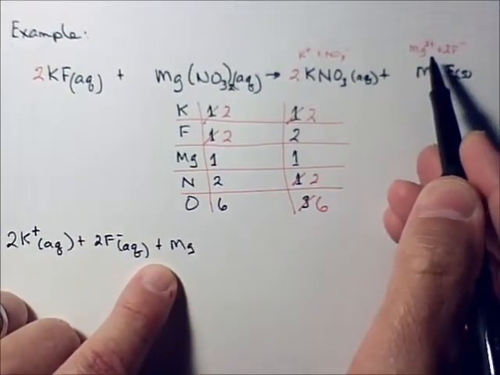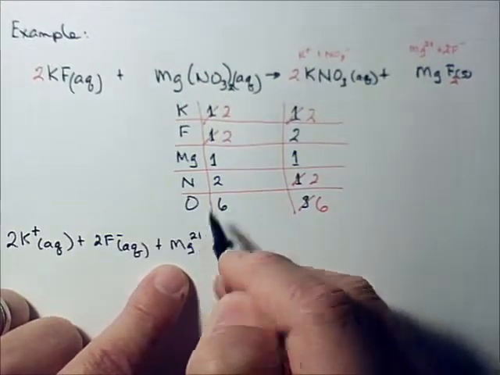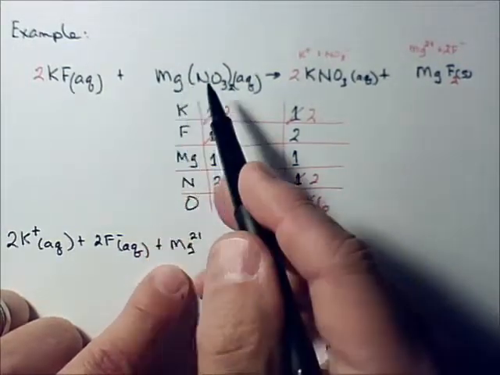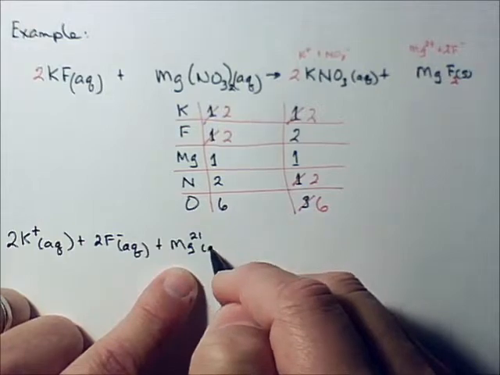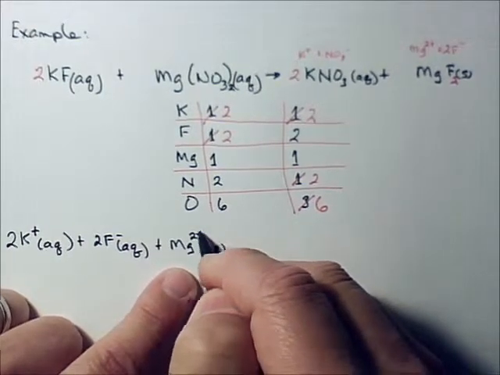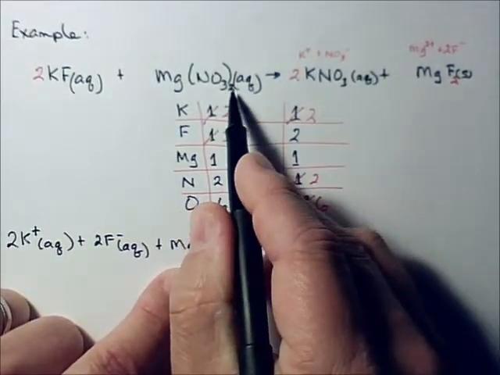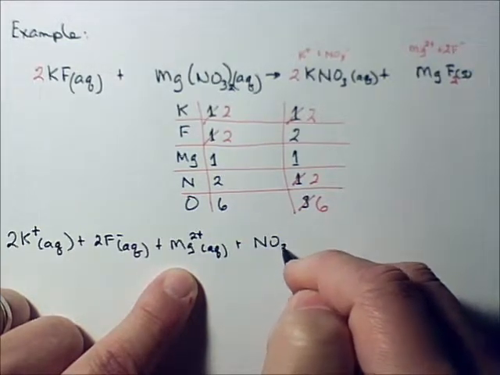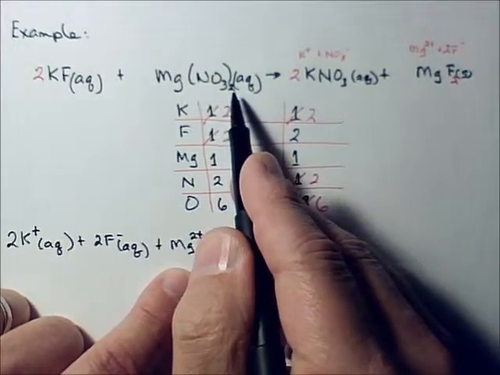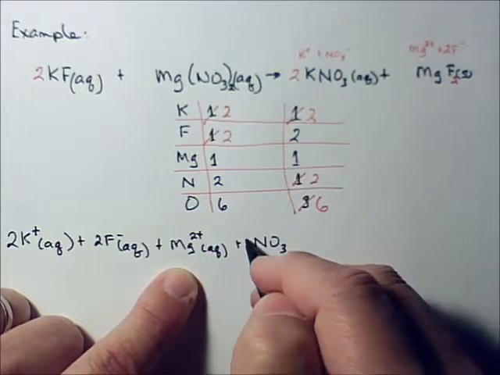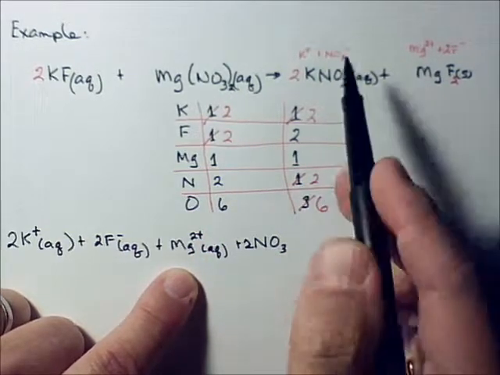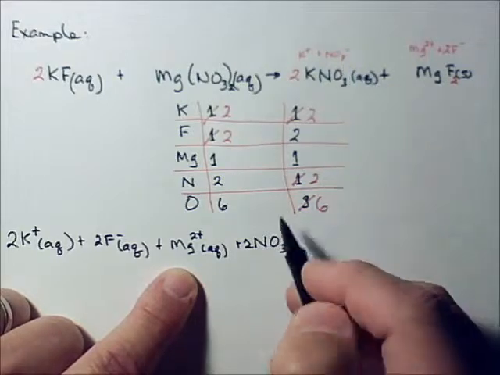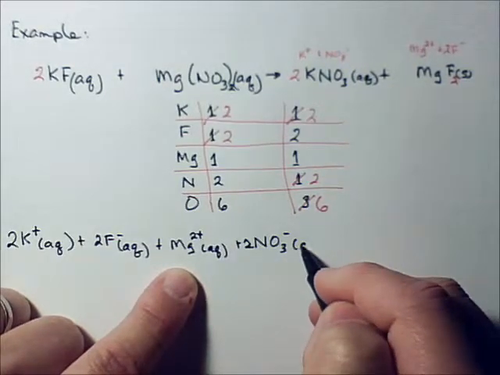We already said that magnesium has a 2 plus charge. If this is aqueous, the separate ions that break up into the water are aqueous. And then we've got how many nitrates? 2 nitrates. This coefficient 2, subscript 2 over here means I have 2 nitrates. And what's the charge on the nitrate? We already found it to be 1 negative. And so this is going to be aqueous.